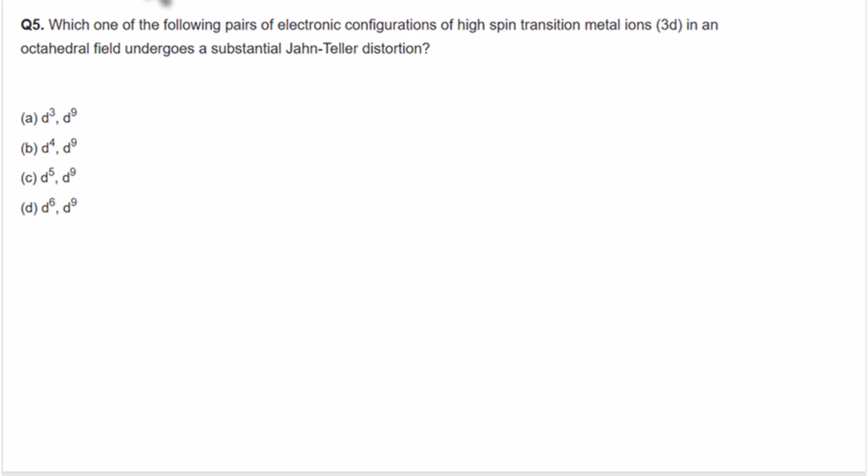Hello everyone. So here again we have a question based on Jahn-Teller distortion, and it says: which one of the following pairs of electronic configurations of high spin transition metal ions 3d in an octahedral field undergoes a substantial Jahn-Teller distortion. So we have been given different kinds of d electronic configurations, and we are being asked which of these configurations will show a substantial Jahn-Teller distortion.